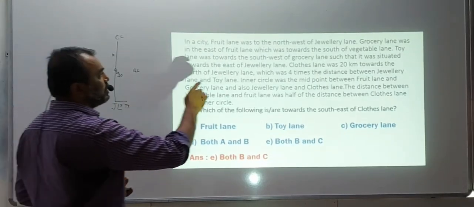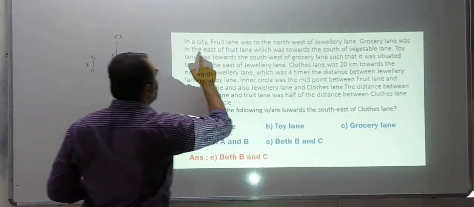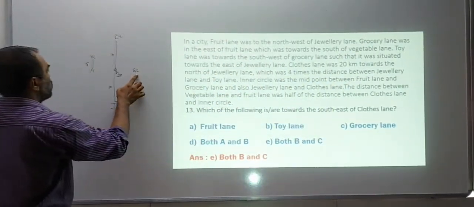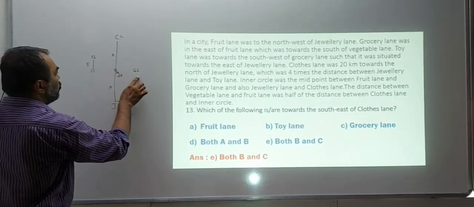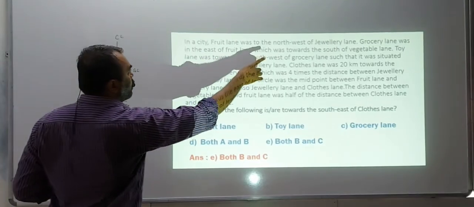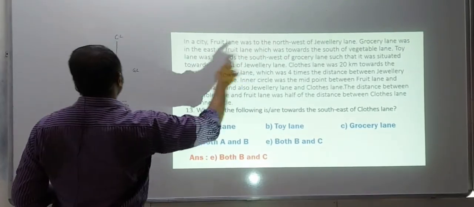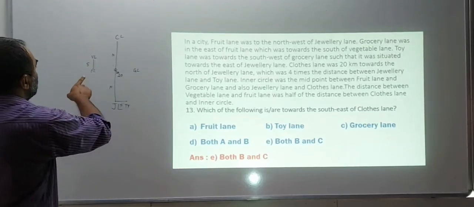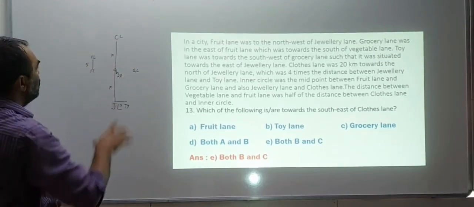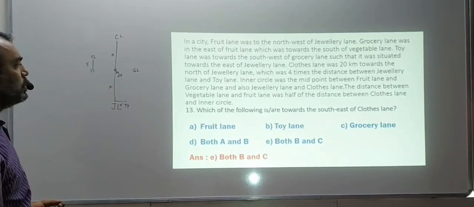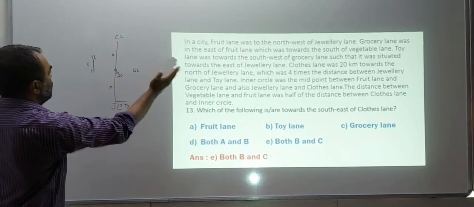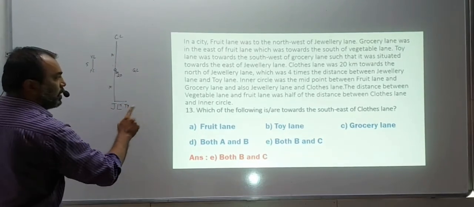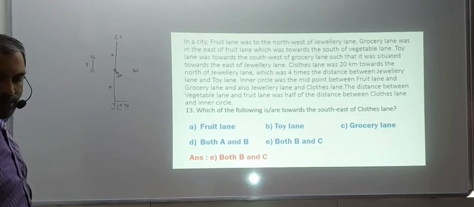So you can read it, you have to see the English also. Again, this sentence is very important. Grocery lane was in the east of fruit lane. So grocery lane lies to the east of fruit lane, which was, means the fruit lane, which was towards the south of the vegetable lane. So fruit lane was to the south of vegetable lane. So this is the final figure we have. So the southeast of clothes lane, southeast is a grocery lane and a toy lane. So B and C is the answer.